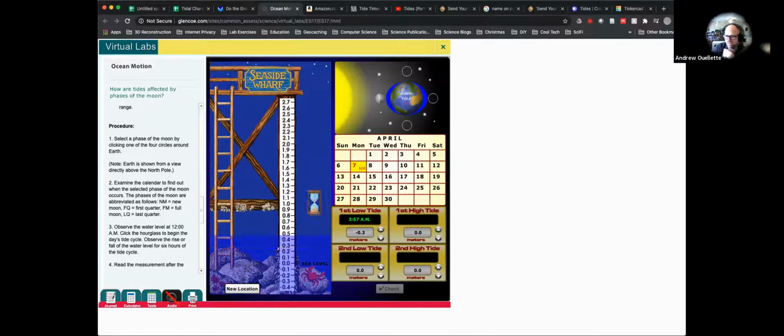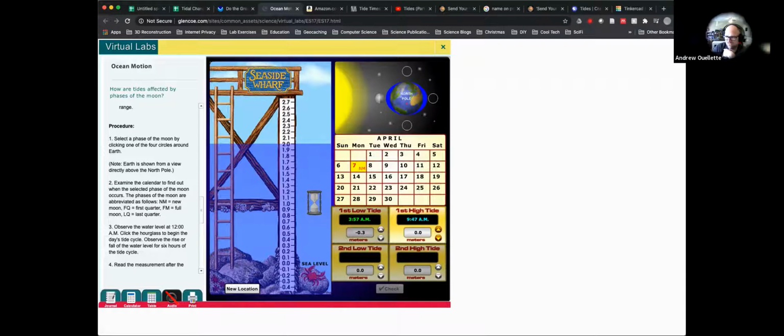So we're going to go forward 6 hours. And so now we have 9:47 a.m. and this is our first high tide. So we're at 2 meters here. We can then repeat this process.